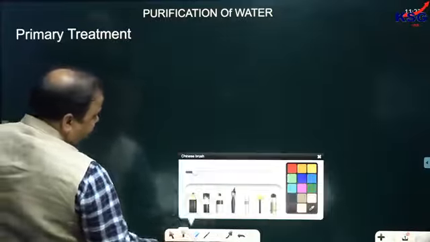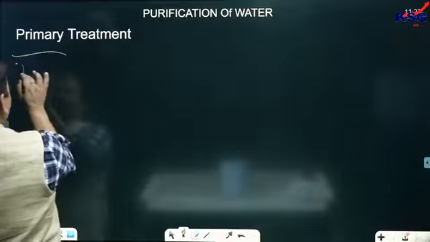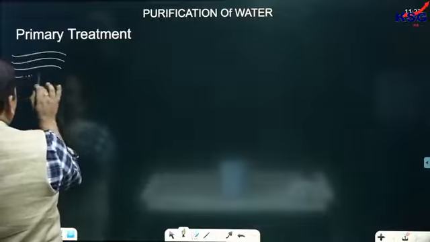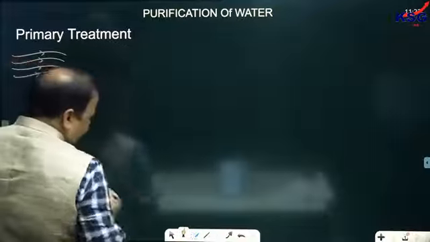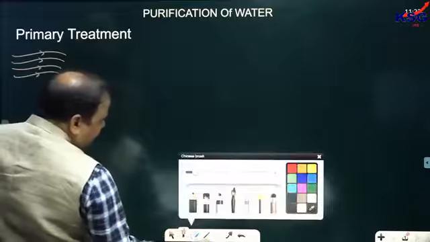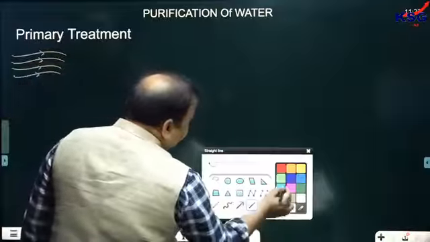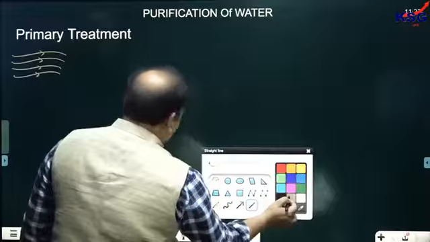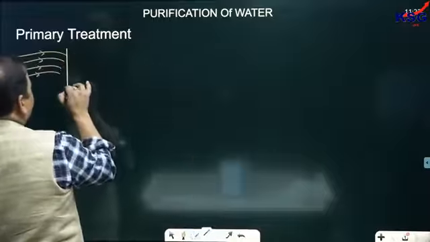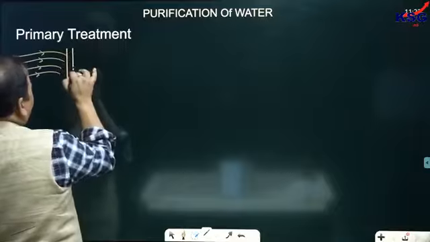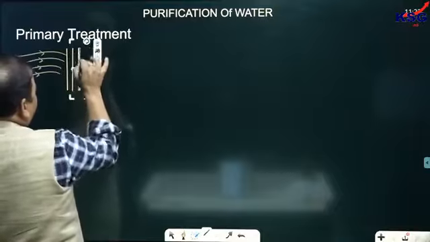In this phase, the contaminated water, suppose this is your contaminated water, would be passed through, first of all, a bar screen. So here we are responsible for passing the contaminated water through a bar screen. So bar screen is what? Bar screens are bars which are 1 inch apart. We are passing that.